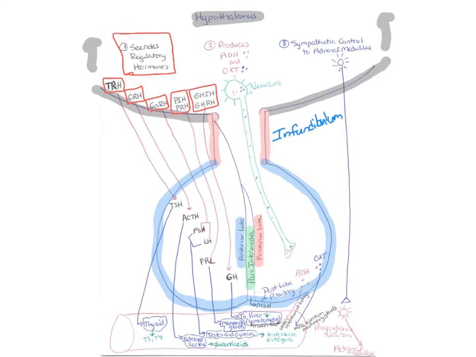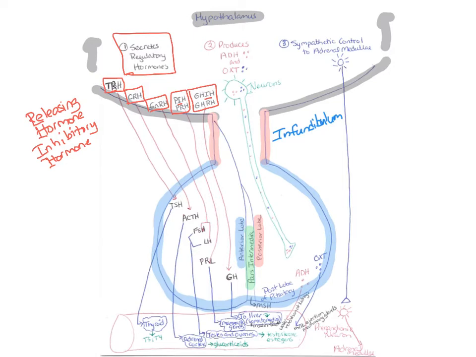So let's look at the names. First of all, when you say RH, that stands for releasing hormone. So whenever you see RH, you know that hormone is coming from the hypothalamus. There's a couple of IHs there. When you see IH, that means it's an inhibitory hormone, but it's still coming from the hypothalamus. So RH and IH come from the hypothalamus.